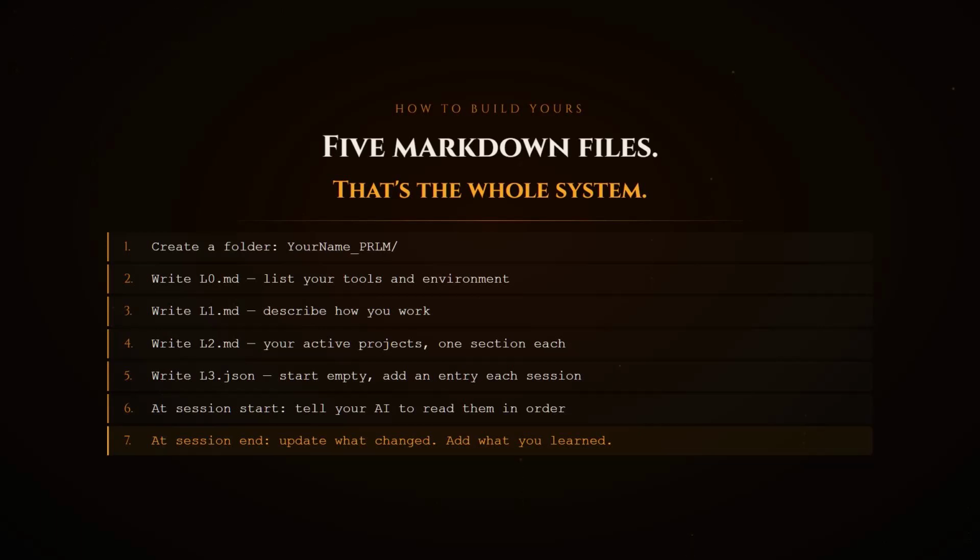At the session start, and you'll need to add this to your preferences in Claude, for example, or in ChatGPT, it will tell your AI to read them in order. It generally starts with the newest ones first. So let's say you've got 250 entries because you've been building up a history, it will start looking at the last 5 of those 250. At the session end, it will update what's changed and what was learned.